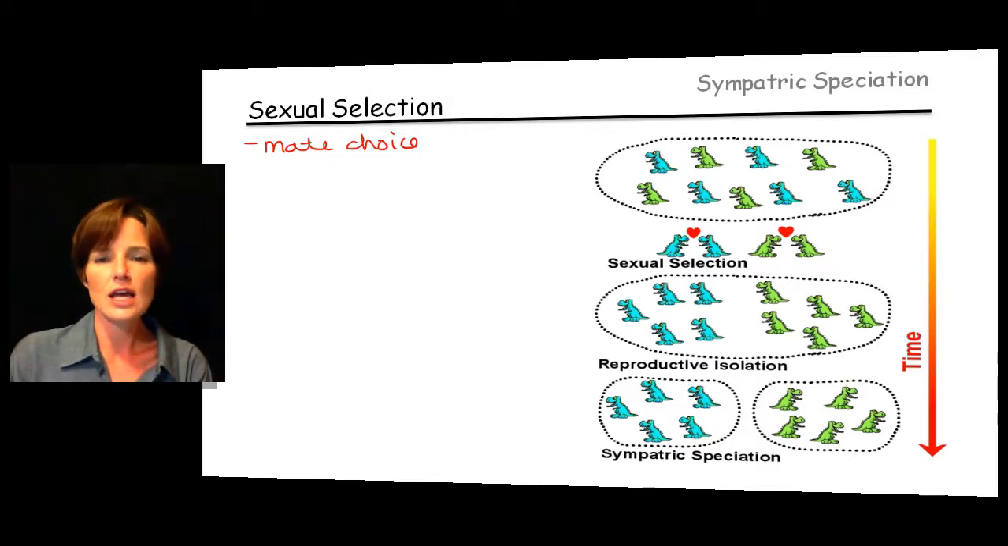So we start to get blue females choosing the blue males and the green females choosing the green males. And so they are somewhat drawing a line down the middle, even though they are still located right there next to each other. They're living with each other on an everyday basis. They're just not reproducing that way.